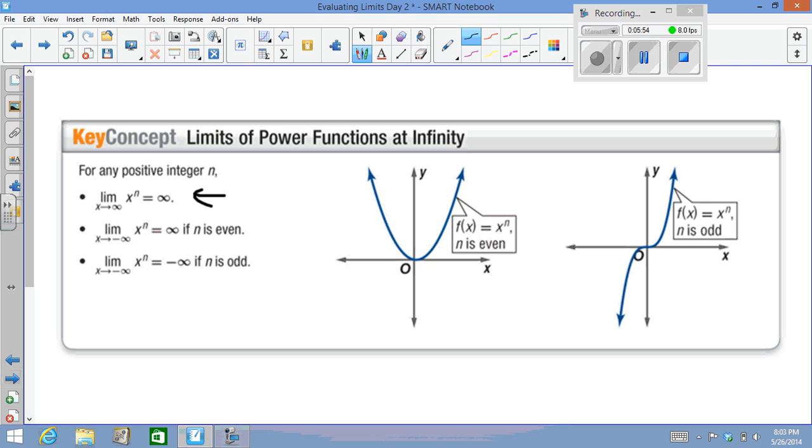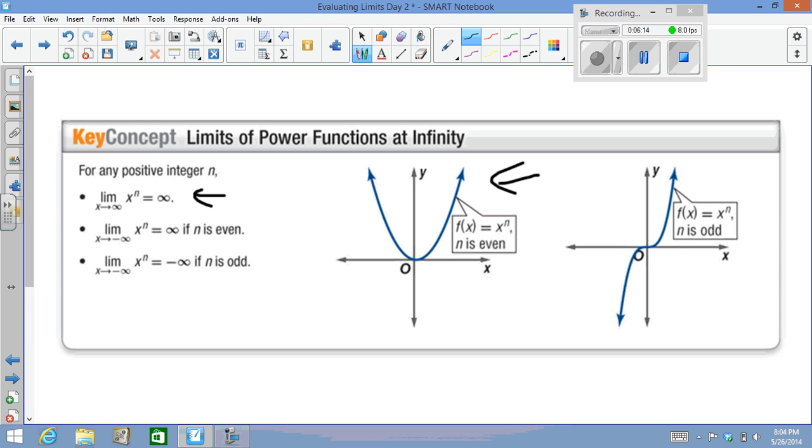Now, if you're taking it as x approaches negative infinity, though, then it's going to be a little bit different. If n is even, meaning the exponent is even, we know that it's going to be going up, both like that, on the left and the right. So that tells me that it will go to positive infinity. Remember our end behavior when we talked about that earlier in the year and last year.